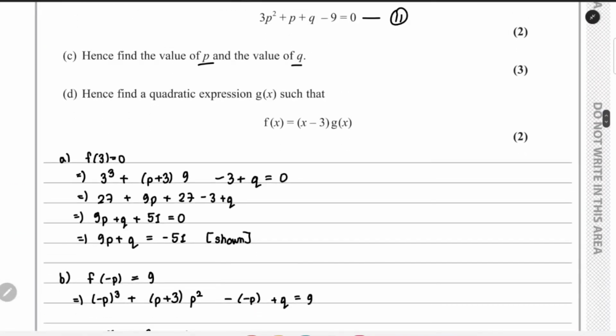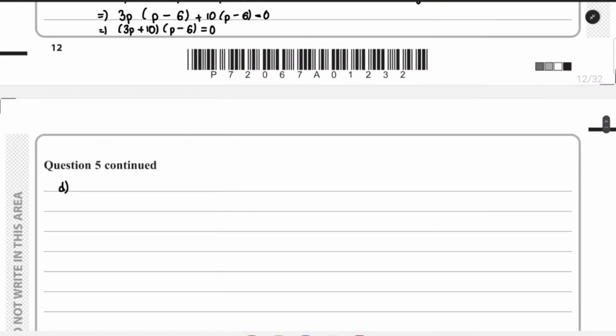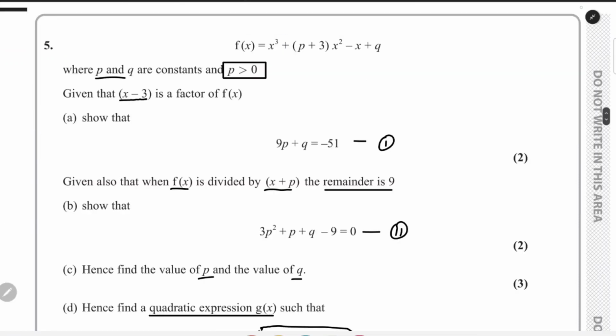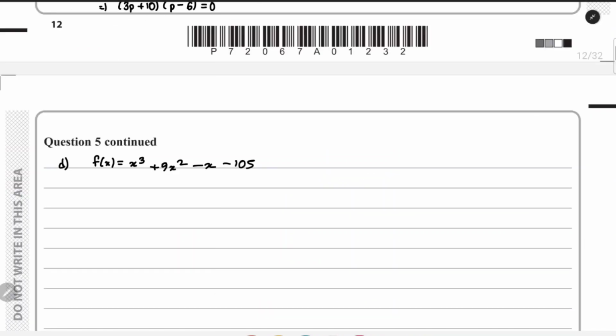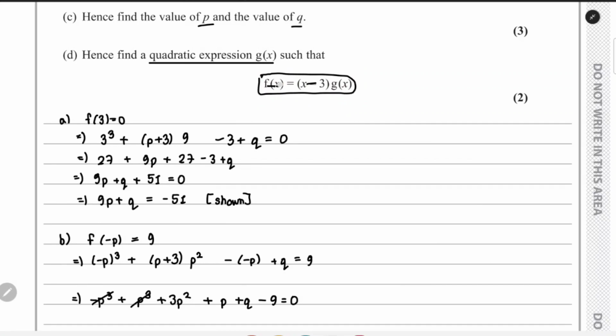Now in part D, we have to find a quadratic expression g of x for which f of x is equal to x minus 3 times g of x. So the value of p we got is 6, so this is 6 plus 3. So f of x would be x cubed plus 9x squared minus x. We have the value of q, which is minus 105. This is f of x. And we have to find g of x such that f of x is x minus 3 times g of x.